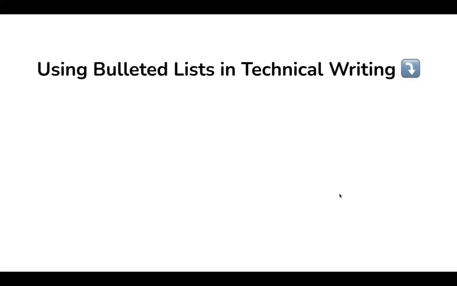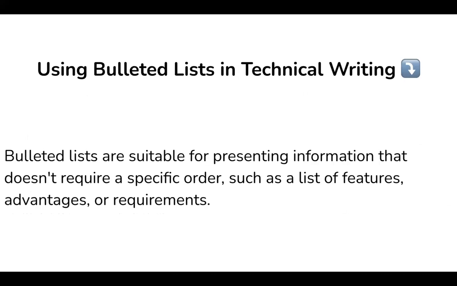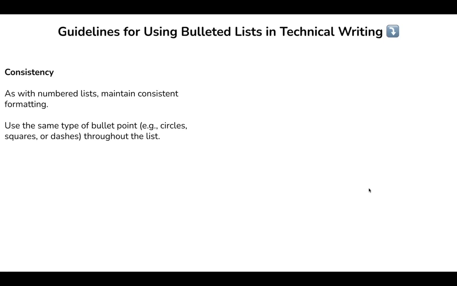Right. So using bulleted lists directly. Bulleted lists are suitable for presenting information that does not require a specific order, such as a list of features, advantages, benefits, or requirements or prerequisites. Right. So the guidelines for using bulleted lists are going to be similar to that of numbered lists, but let's take a look at them.